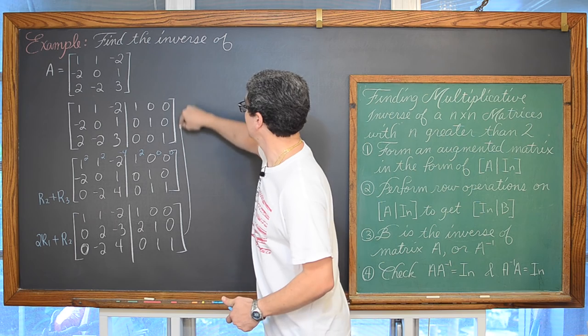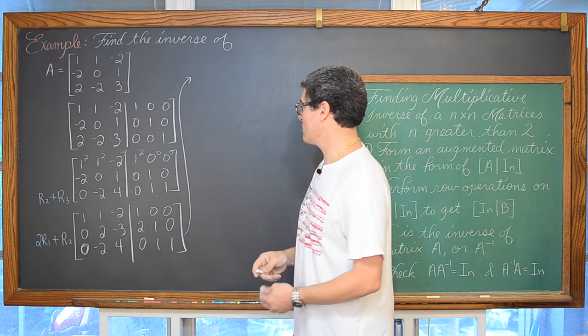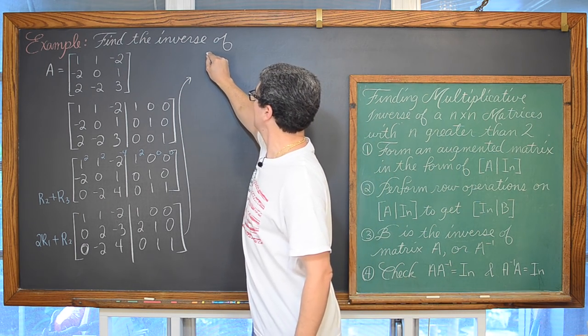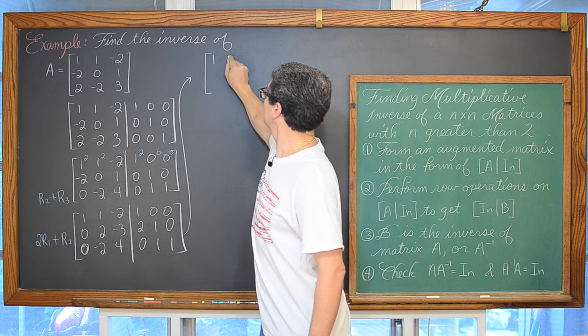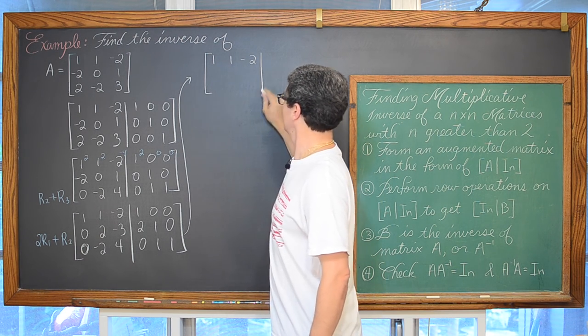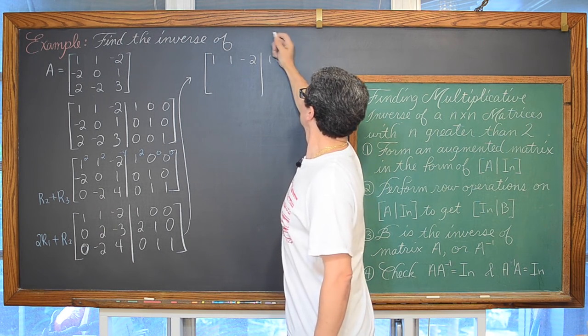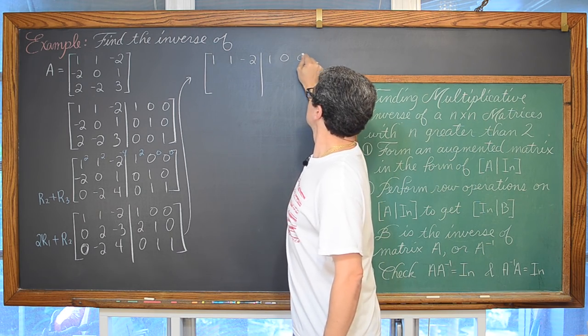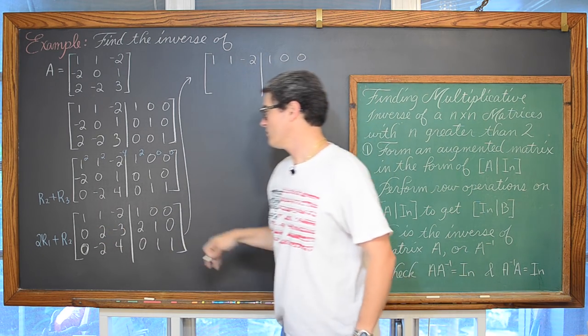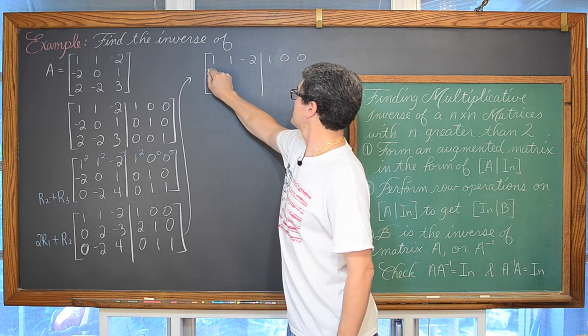So we're going to bring this up here, and we're going to not touch row 1. So 1, 1, negative 2, 1, 0, 0. We're going to leave row 2 alone, just doing one step at a time.